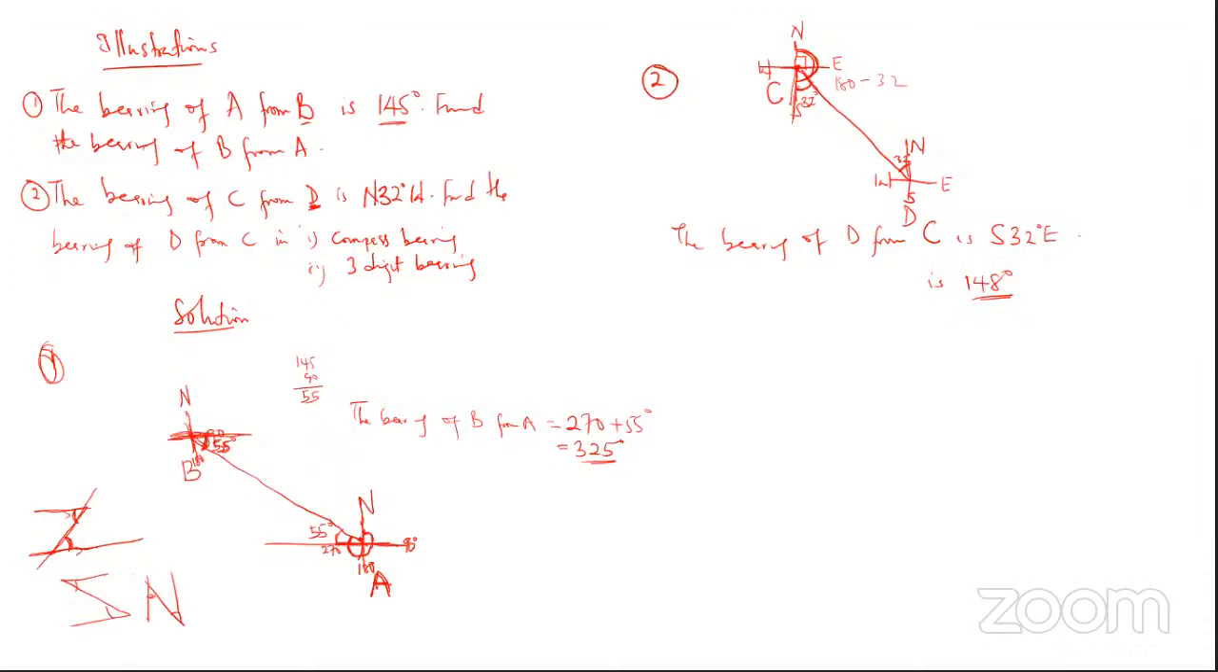Concerning the number 2 example, design example number 2. The compass bearing. How do we get the compass bearing? It's not clear. Okay, I will explain again.